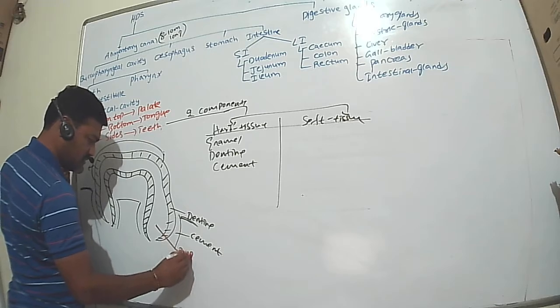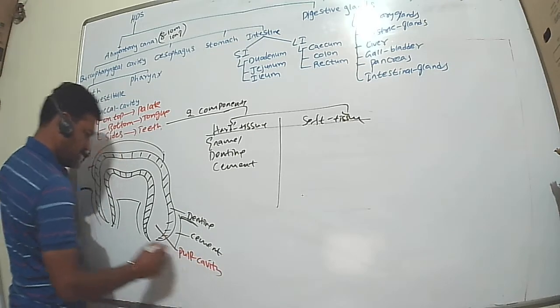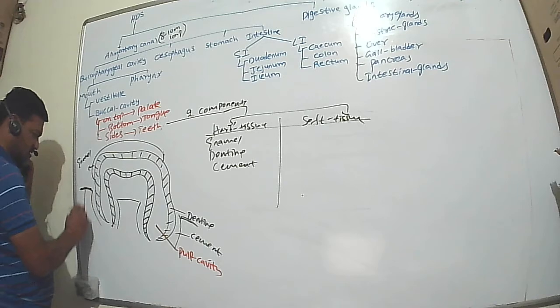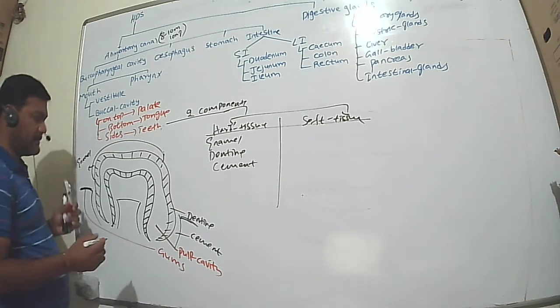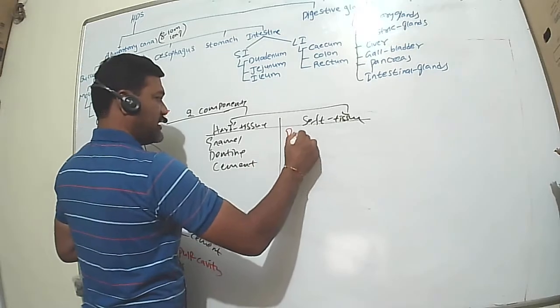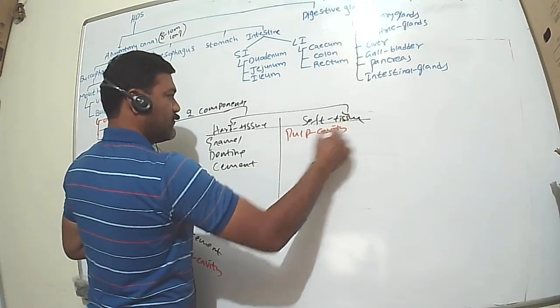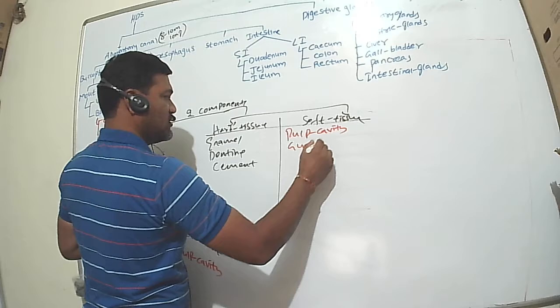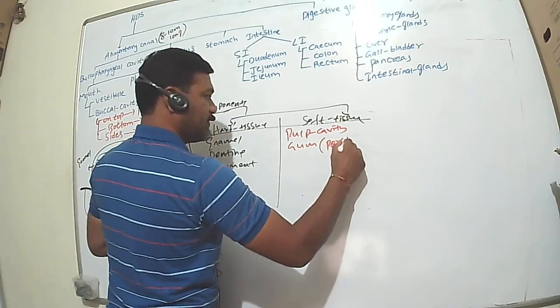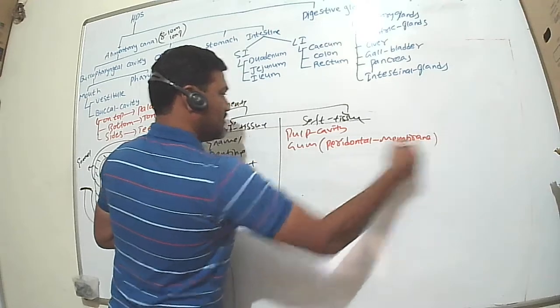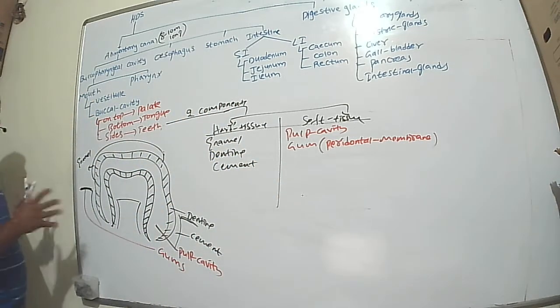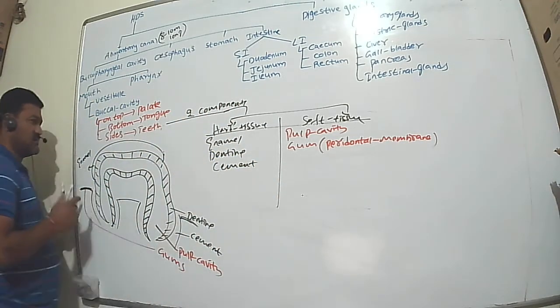This is the pulp cavity, and the outermost one, this is the gums. Gums are also called as periodontal membrane. So the pulp cavity and gums or periodontal membrane. Okay, so hard tissue are the hard parts: enamel, dentine, cement.